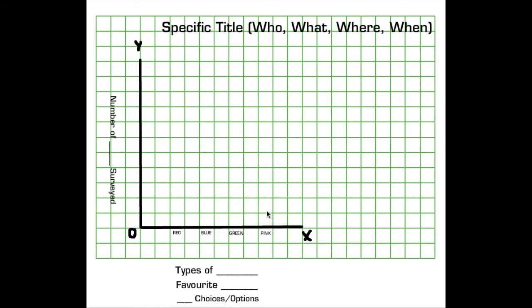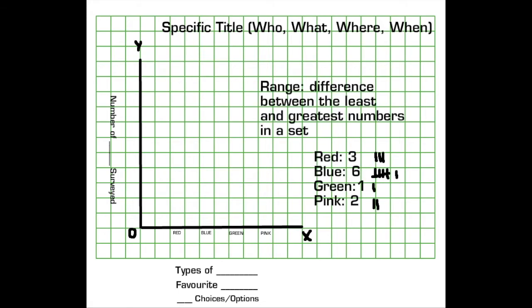Showing the number of students who preferred a particular color. Suppose one acquired the following information through a survey. One has to ensure that when making a graph, the full range is covered. The range is the difference between the least and greatest numbers in this surveyed set.